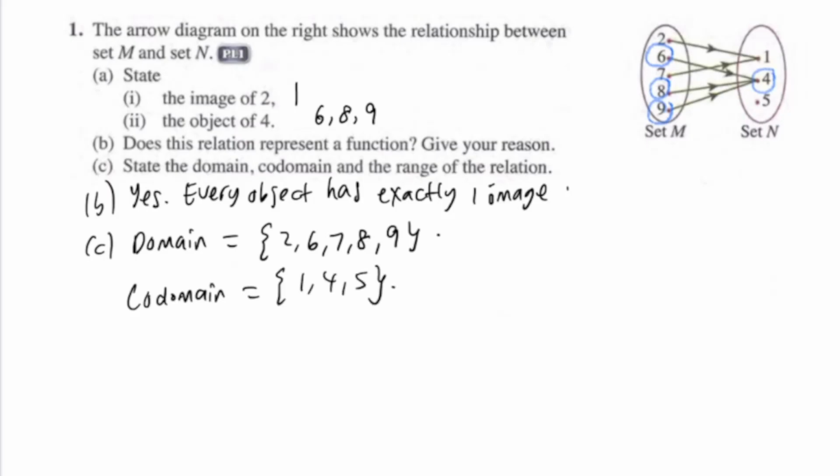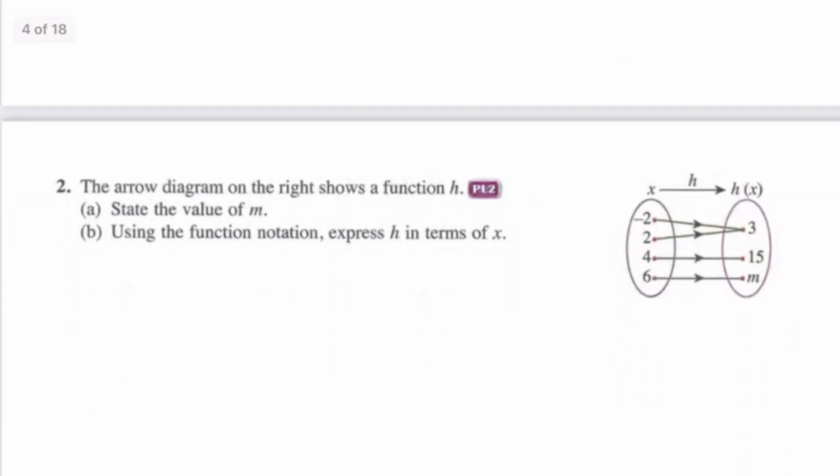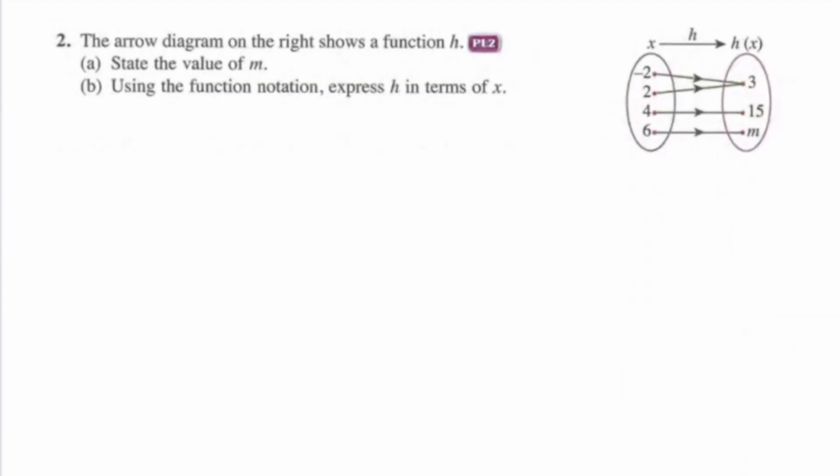And what is range? Range is the set of all images. That means everything on the right hand side here that has a corresponding object. So in this case, 1 and 4 are part of your range, because they have a corresponding object in your domain, whereas 5 is not part of your range because it doesn't have a corresponding object. All right, simple. That's question number 1. Let's move on to question number 2.